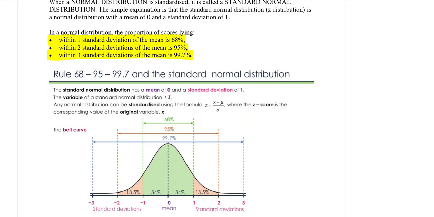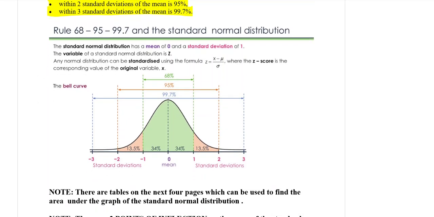So this is a little breakdown of the 68, 95, 99.7 rule. We've got the mean of 0 and the standard deviation of 1 again. For the variable of a standard normal distribution we're going to be using Z. And this is going to correlate to Z scores that can be found using X minus mu, which is our average, over the standard deviation.